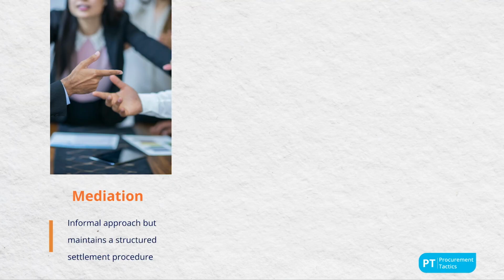The first approach is mediation. This type of approach is quite informal and deviates from the traditional legal process while maintaining a structured settlement procedure. In this case, both parties involved impose an impartial third party, also known as the mediator, who will assist the parties involved in reaching a settlement or a preferred resolution instead.